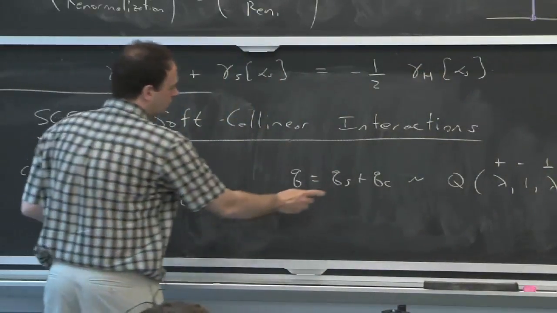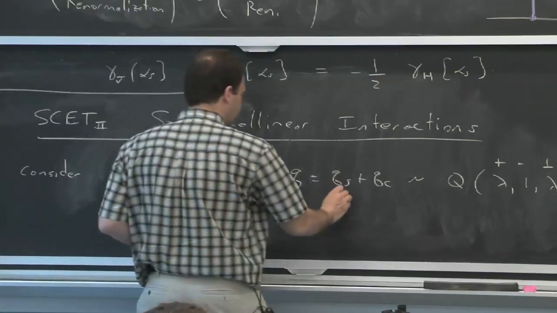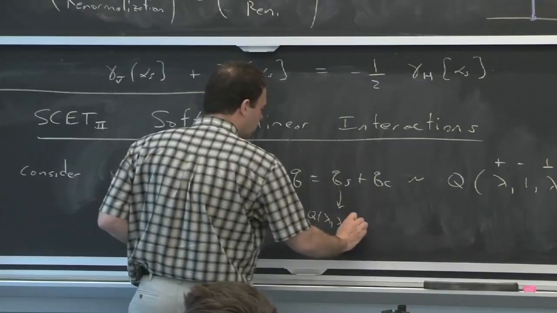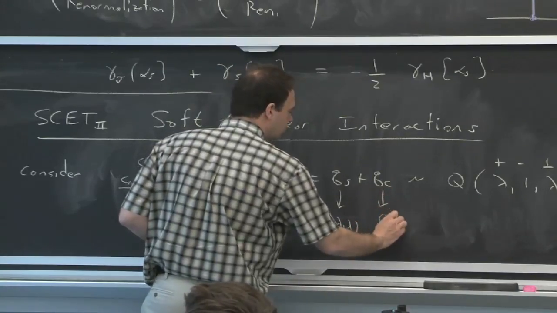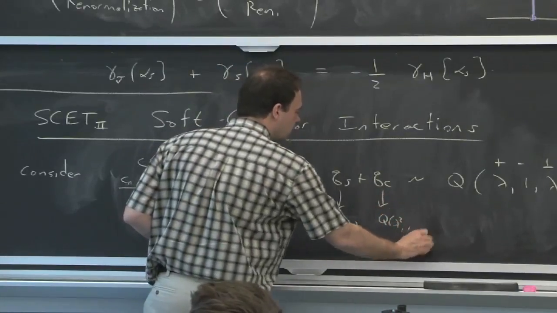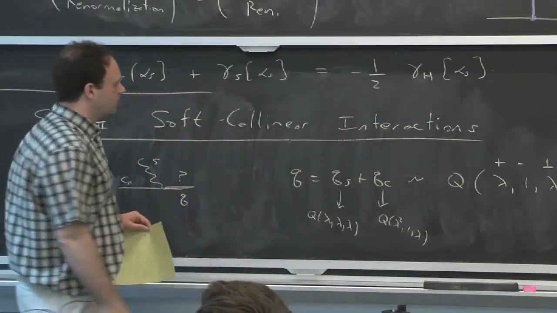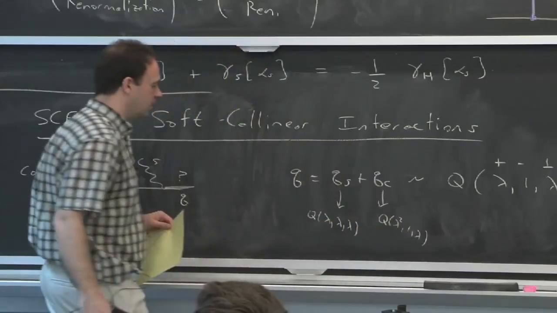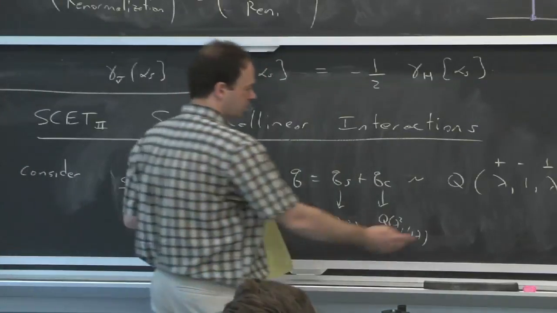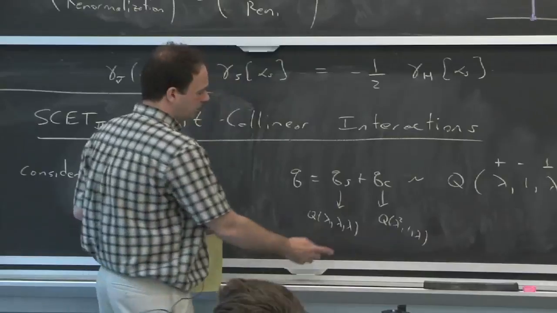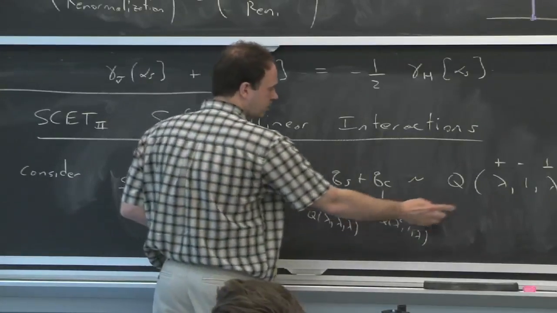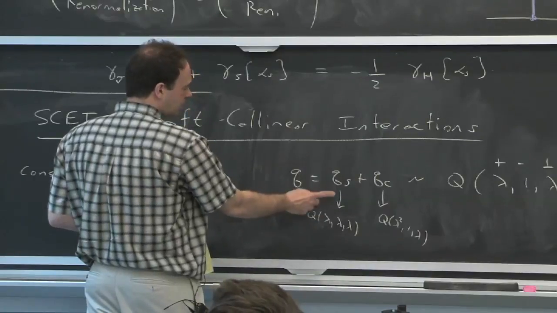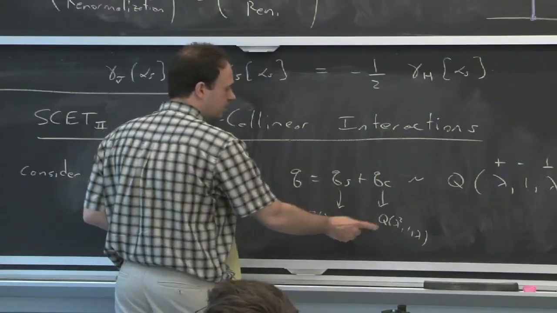So soft and collinear both have the same, so let me remind you of the scalings. This guy was Q(λ, λ, λ), and this guy was Q(λ², 1, λ). So the difference between ultrasoft and collinear is that soft and collinear have the same size of perp momenta. So the perp momenta are just of order λ. Obviously, in the minus momenta, the 1 wins, so the minus momentum is of order 1. And in the plus momentum, it's the soft that wins because it's bigger than the collinear, so this is order λ.